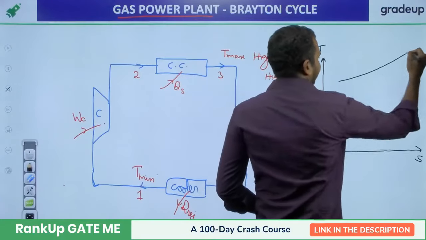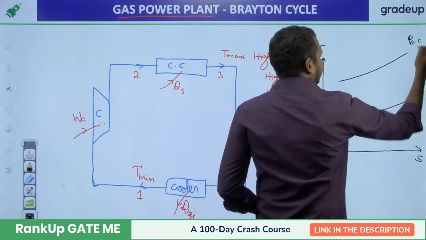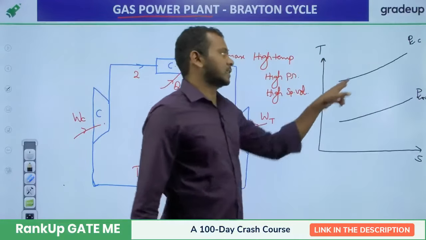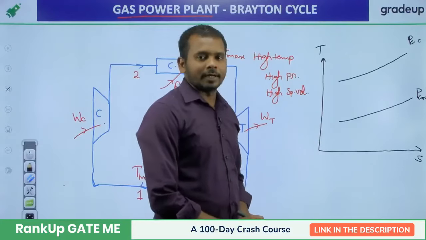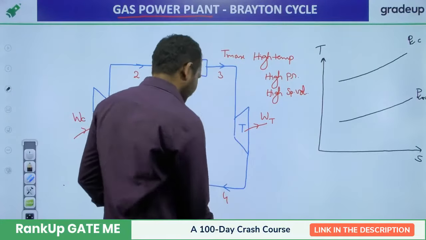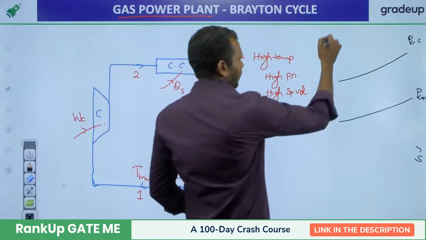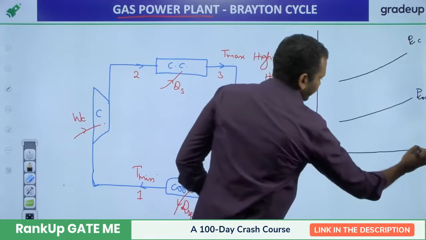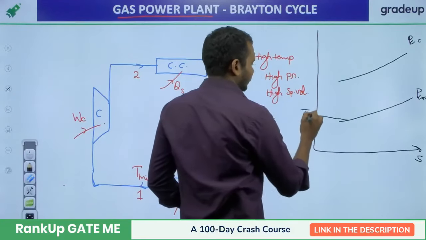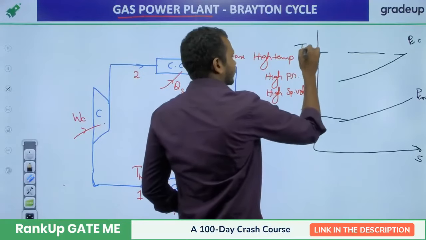Okay. Now let us draw 2 constant pressure lines here. One is the combustion chamber pressure and another one is cooler pressure. We know that the constant pressure lines on the TS coordinates are like this, with the positive slope. So let us say that this is the minimum temperature of the cycle and this is the maximum temperature of the cycle.